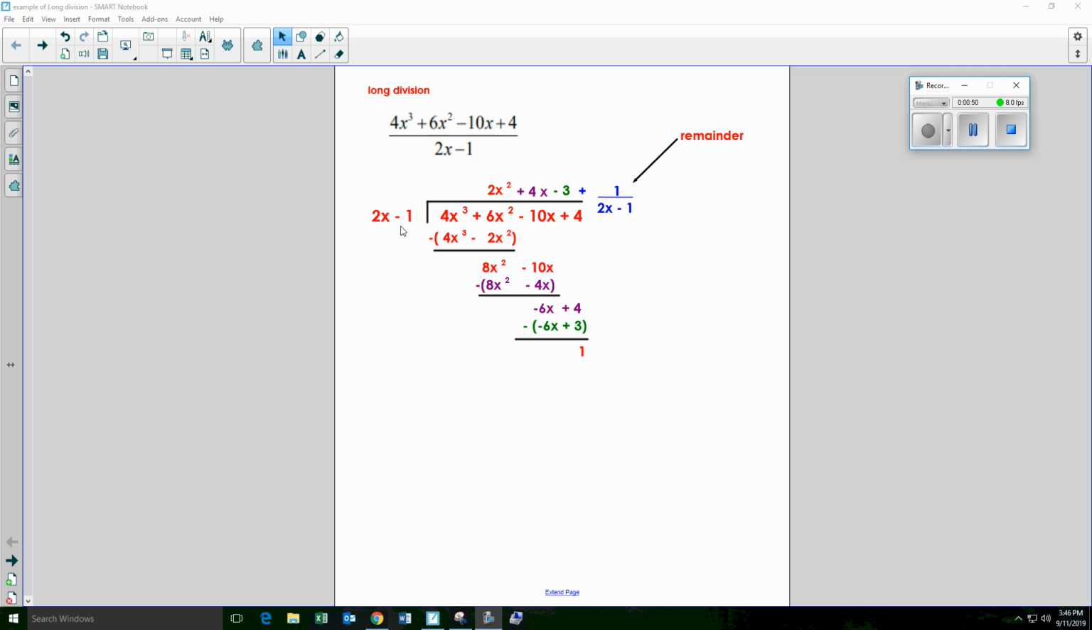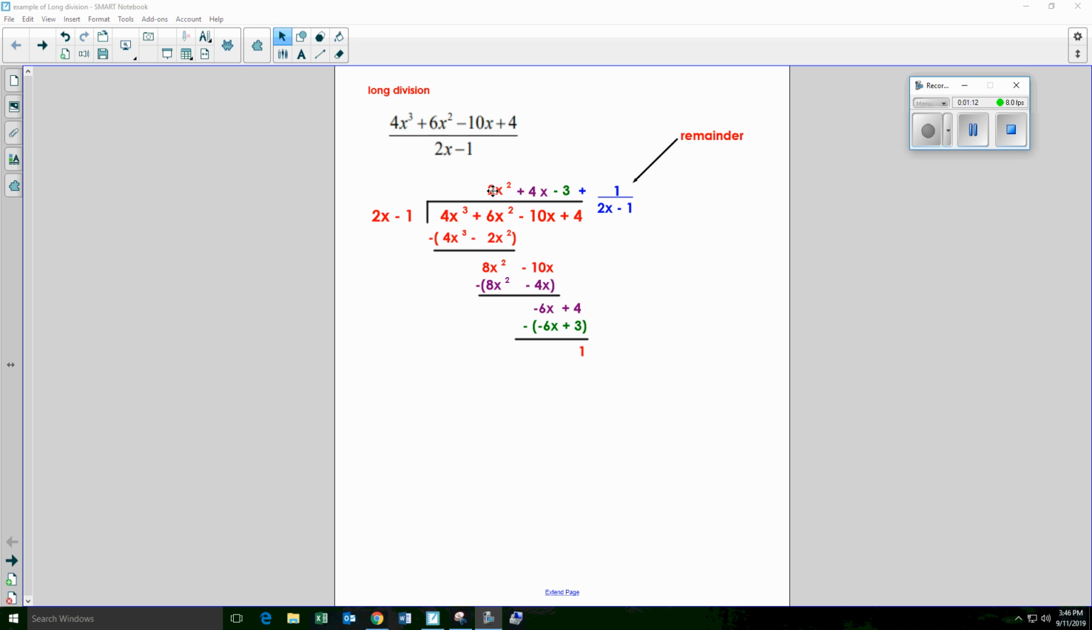It's very similar to division in elementary school when you learn long division there, except we're doing it with polynomials instead of just numbers. All right, so here's our setup. And then I ask myself, what is 4x cubed divided by 2x? That is 2x squared. So I put that up here.